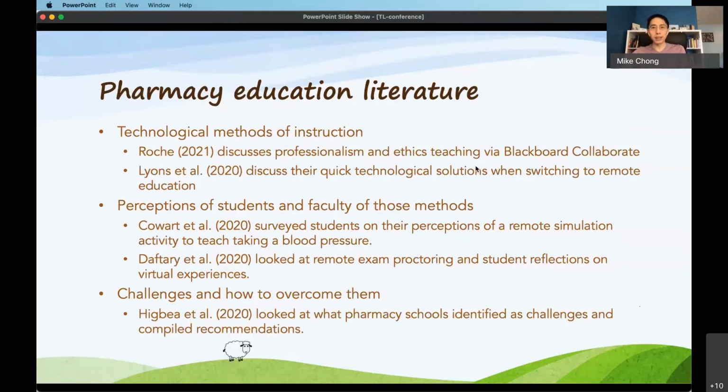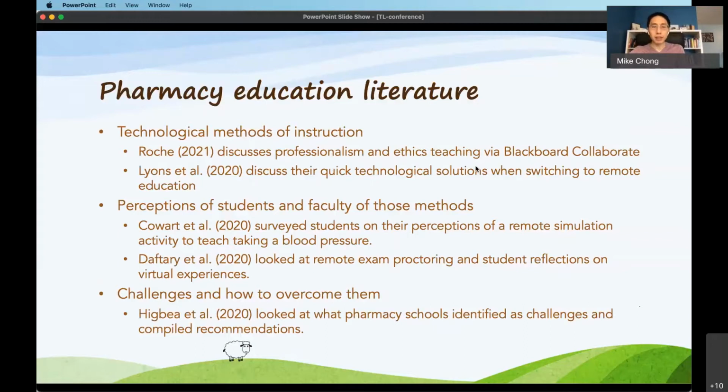So terms like online, remote, distance, emergency remote, hybrid, blended models, face-to-face, all these are used in different capacities. For this course and our talk today, I think we'll focus on what our students experienced, which was not being in a physical classroom when usually we would be in one.